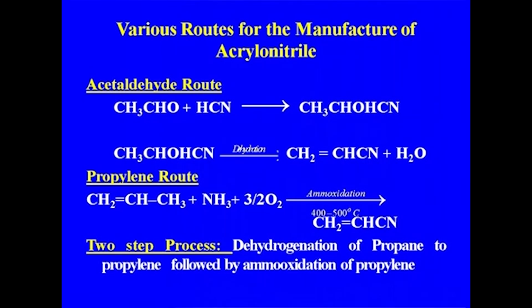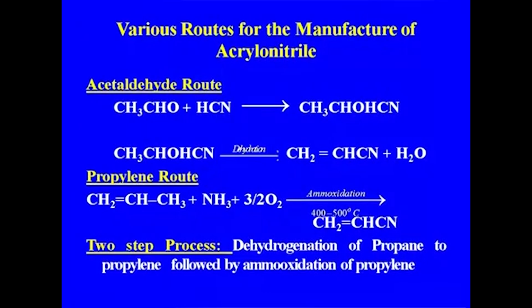But if you see the propylene route, it is now more common. Even DuPont in the earlier stages used some other technology, not ammonia but oxides of nitrogen, for the propylene route. In the process itself, NH3 and oxygen are there, and so this is the process, ammoxidation of propylene to acrylonitrile, that we are using.